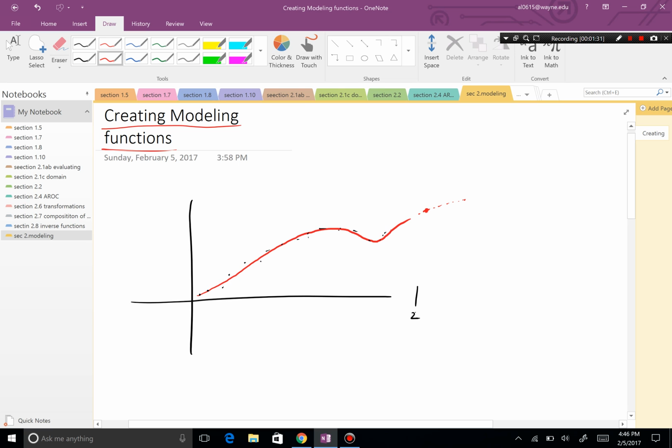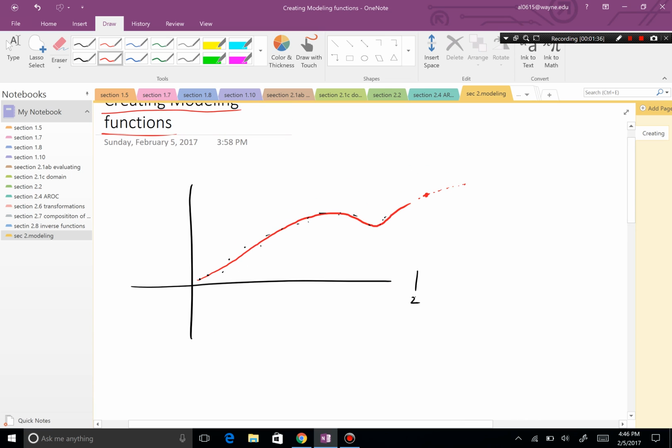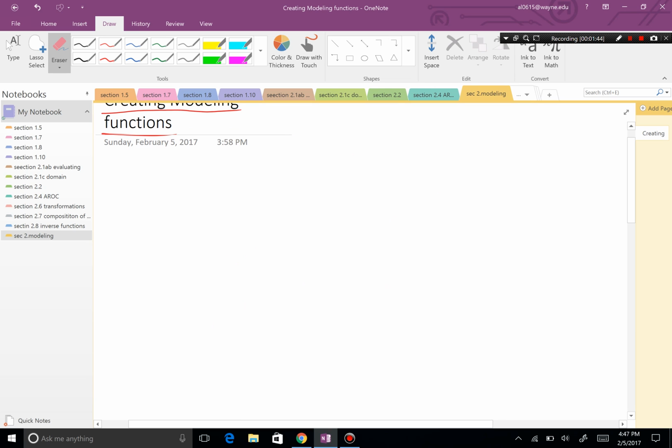Modeling functions allow you to look at one complex issue in terms of many other issues. I'm going to give you a real life idea, because it is extremely important. It's probably the most important topic you'll do. In Calc 1, you'll create a modeling function and then maximize or optimize them. And in Calc 2, you'll be constantly modeling things in terms of other things.